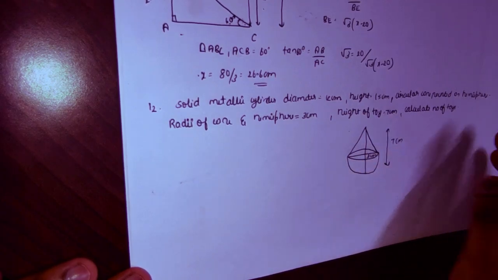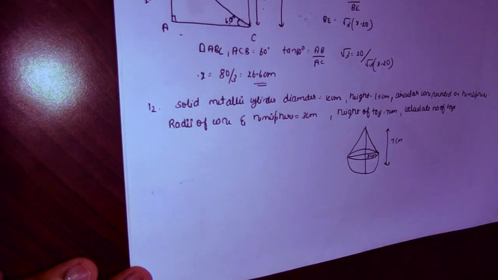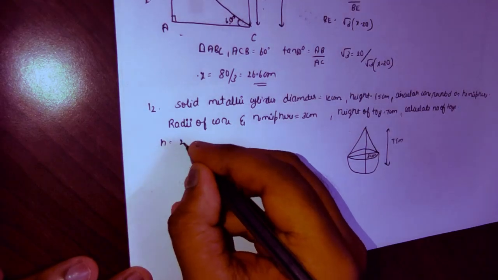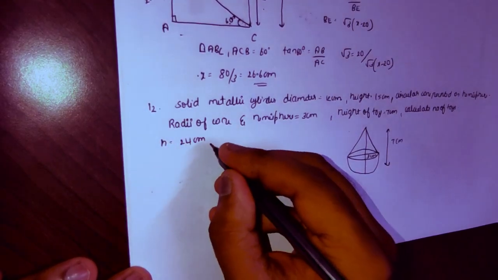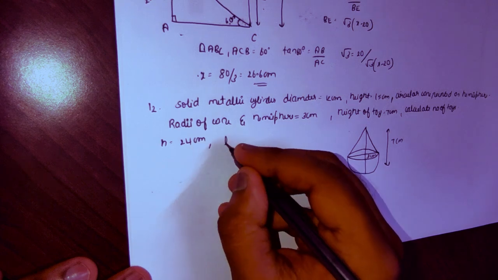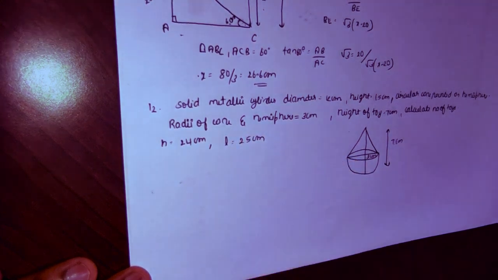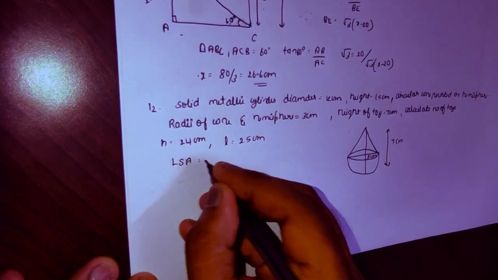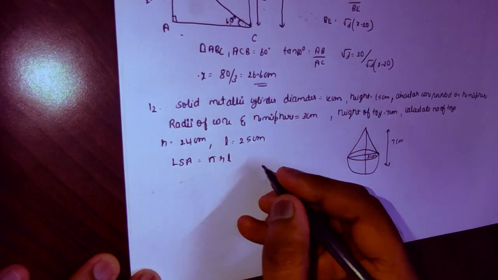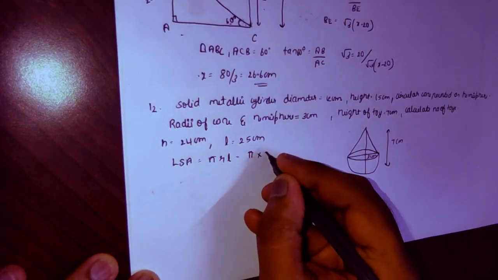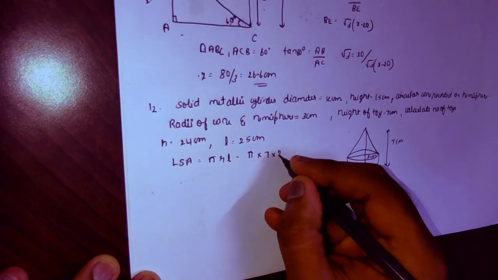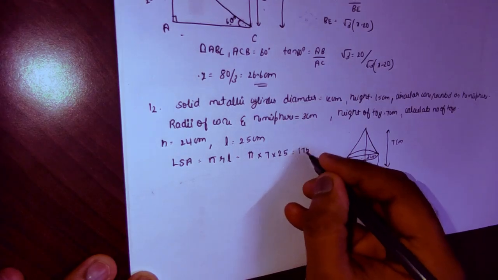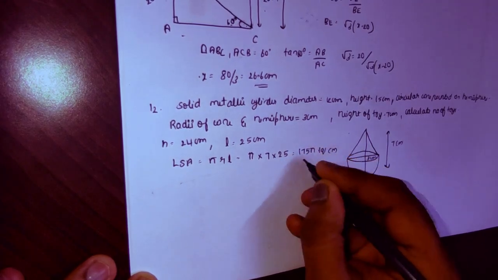Radii of the hemisphere is also given 3 centimeter. Cone radii is also 3 centimeter. We know height of the cone h is equal to 24 centimeter. Slant height of the cone L is equal to 25 centimeter. Lateral surface area of the cone is equal to pi RL. We substitute pi. We know the value of R, that is 7 into 25. L is 25. We will get that is equal to 175 pi square centimeter.